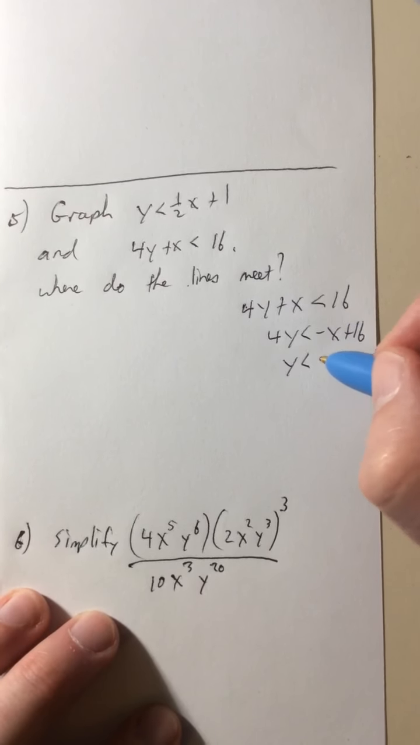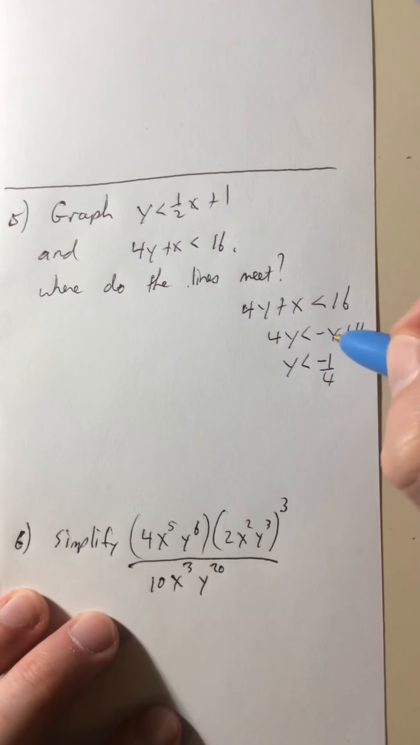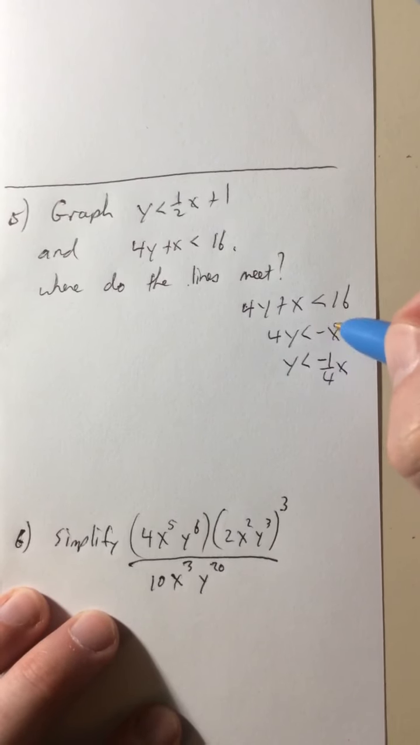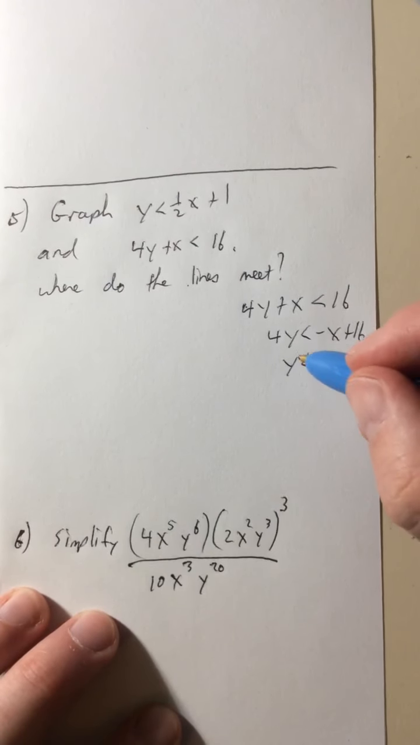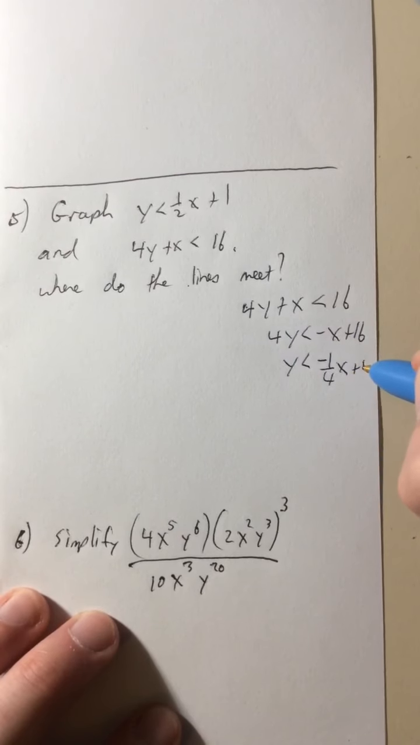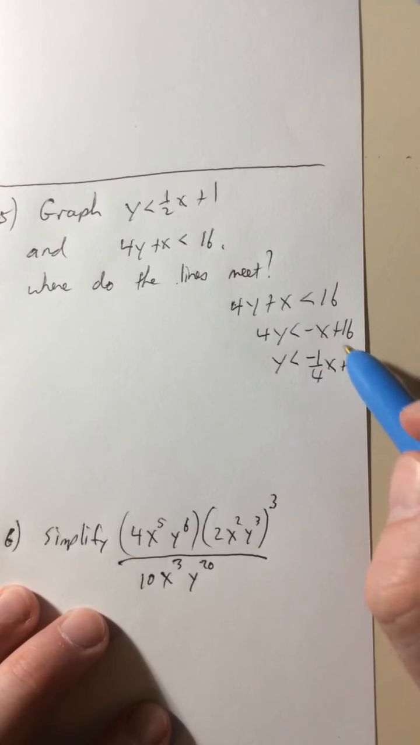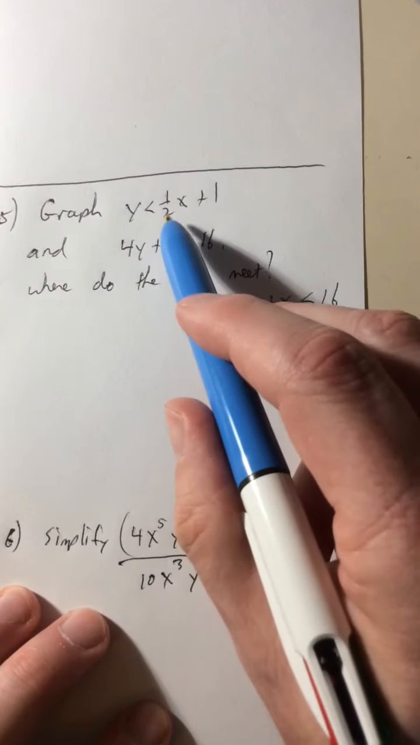negative 1/4 x, since we divided the x by 4, and then 4 into 16 is 4. So there we go. This guy is in a nice format also, as is this one.